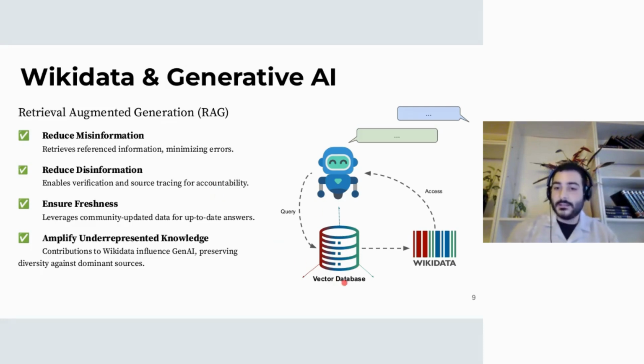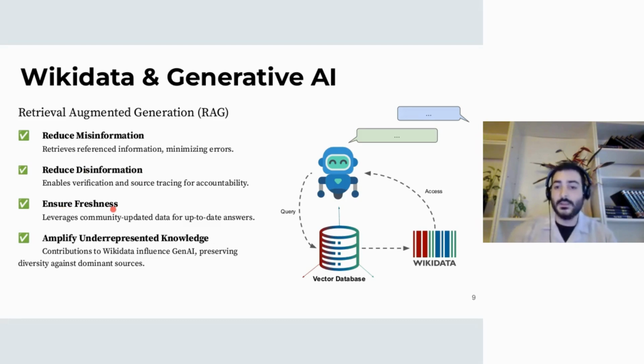So by creating the vector database, by creating a link between generative AI and Wikidata, we reduce misinformation, because in that way, generative AI models are referencing information from Wikidata rather than generating responses out of their weights or trained data, and therefore it minimizes errors. We reduce disinformation, because in that case, the AI model can provide users with sources of where the data comes from and links to Wikidata. So the user can then go back to the source and make sure that the generated response aligns with the data from Wikidata.